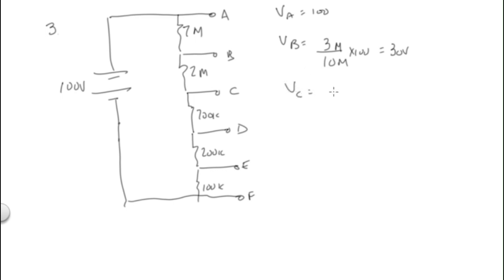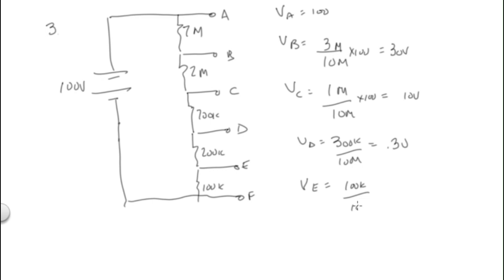VC is what? And this one we have 1 meg over 10 meg times 100, or 10 volts. What's VD? It's 300K over 10 meg, which is equal to what? 0.3 volts. And then VE is 100K over 10 meg, or 0.1 volt. What is VF? It is 0 volts. Okay.